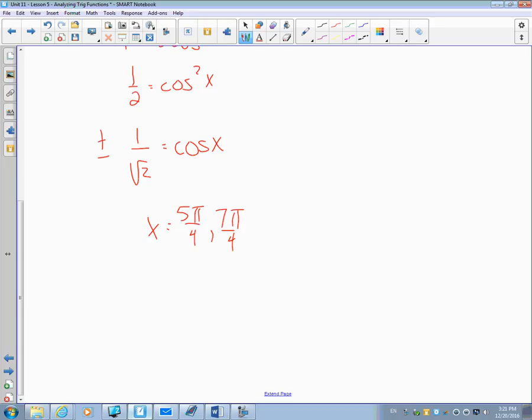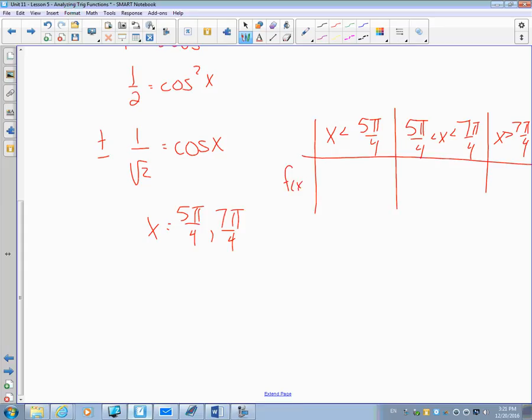So we asked for increasing and decreasing. Let's make ourselves a sign table. Less than 5 pi over 4, between 5 pi over 4 and 7 pi over 4, and greater than 7 pi over 4. Let's take our derivative and see what happens. Okay, let's pick a number less than 5 pi over 4, oh, but be careful here. We're on a given domain, right? I can't go over to 0. We're starting at pi. Okay, I need a number between pi and 5 pi over 4. Any number I want.